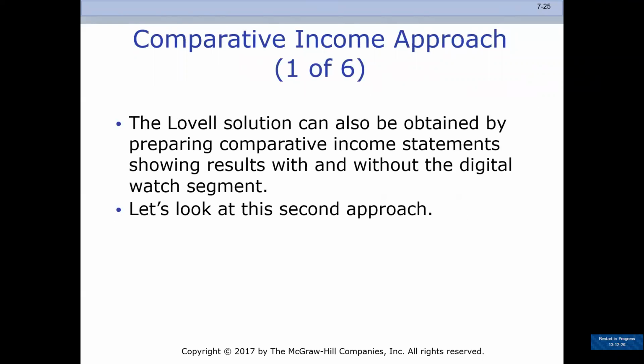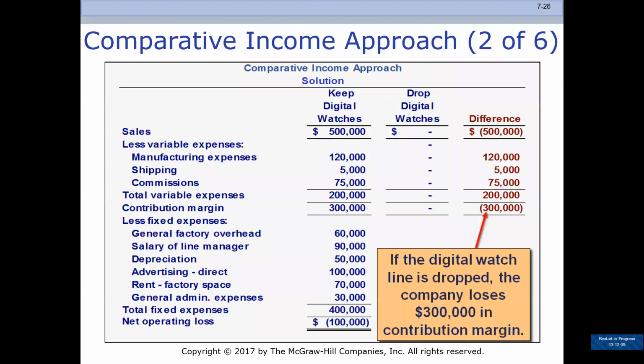Which brings us to the comparative income approach, first of 6 slides. The solution can also be obtained by preparing comparative income statements showing results with and without the digital watch segment. So let's look at this second approach. Here you have all the numbers. This would be called the aggregate approach because everything is aggregated together. In one column, you keep the watches: you have sales of 500,000, a contribution margin of 300,000, and it looks like you're losing 100,000 in terms of net operating income. It's negative, a net operating loss.